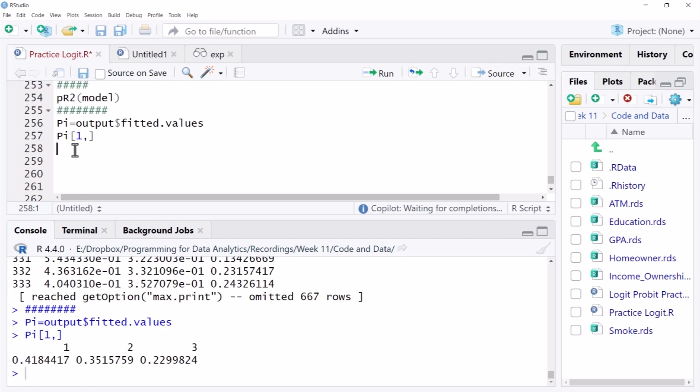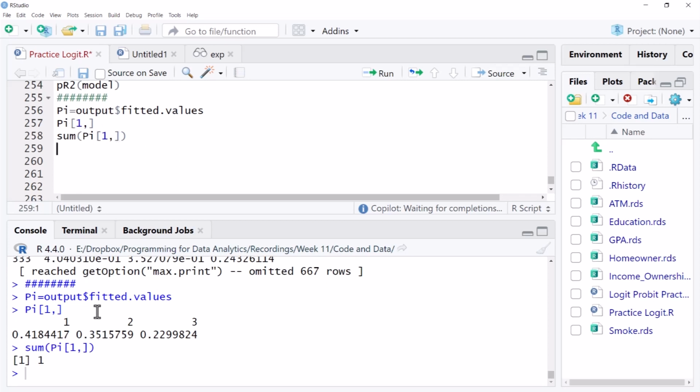Each of these probabilities has a sum of one. So for example, if I summarize this pi for observation one, the probabilities will sum up to one. So that is a good thing. You'll get a sum of one whatever observation is summarized.